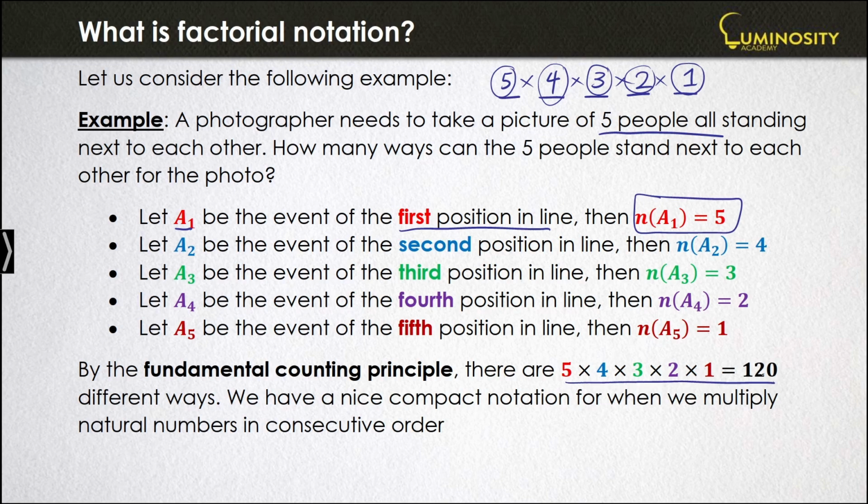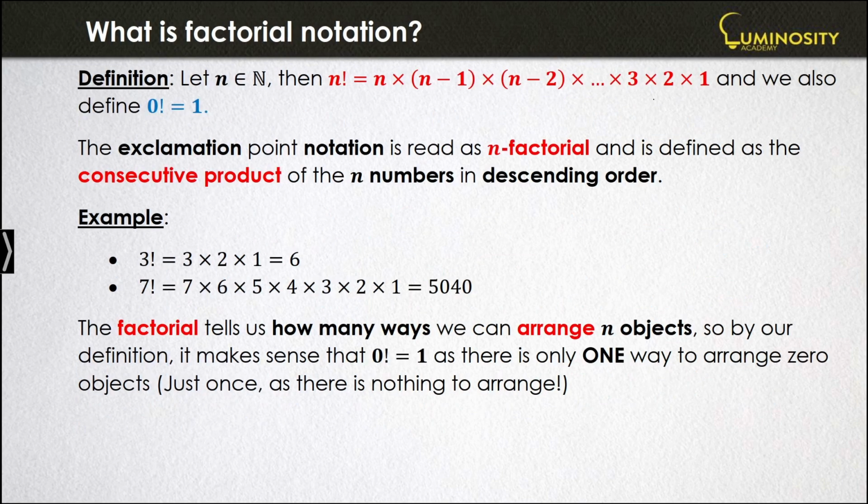So we have a nice compact notation for when we multiply natural numbers in consecutive order. Consecutive meaning that you're going down the list by 1: 5, 4, 3, 2, 1. And we're looking at natural numbers. So let n be a natural number, then we define n factorial, written n with an exclamation mark. No, n is not shouting at you, it's just saying n factorial. It is defined as the number n times the number before it, n minus 1, times n minus 2, all the way down until you get to 3, 2, 1.